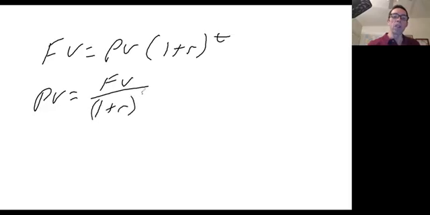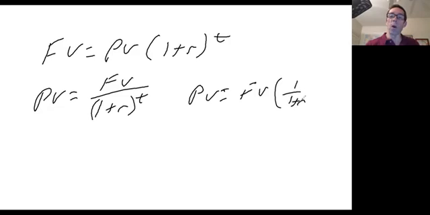t. Now, this is the way we're going to do it, and this is the way your textbook does it as well. But I want to let you know that some books and some other people do it a little bit differently. They simply say that the present value is equal to the future value times 1 over 1 plus r to the t. And what they do is they call what is in the bracket here the discount factor, or the present value discount factor.